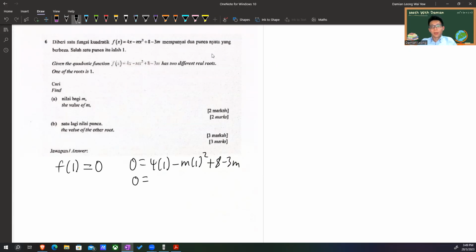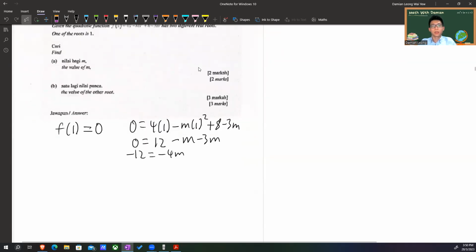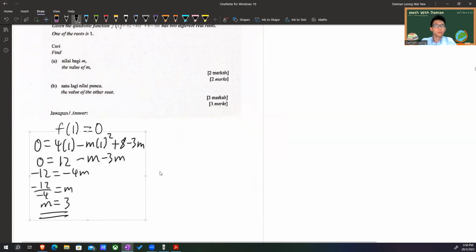So 4 plus 8, 12. Then minus m minus 3m. Negative 12 is negative 4m. Then bring over negative 4. Negative 12 divided by negative 4 is m. m is 3. That's the value of m. Actually, let me put it here. That's for part A. Part B, state the value of the other root.